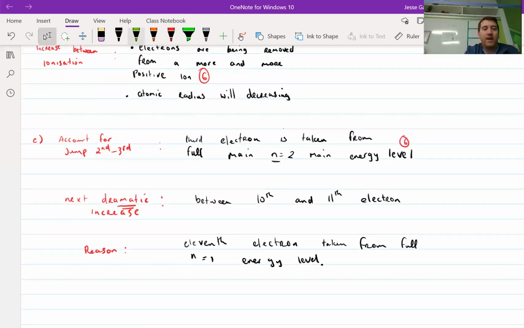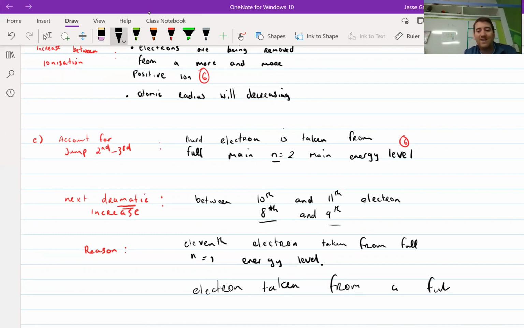So you might have said between the 8th and 9th electron, and they were allowing you marks for that if you then gave as the reason that the electron is taken from a full s sublevel. Now, personally, they did allow that, but I think that the original answer that we talked about up here is much better. And I hope you can see why, because they're dramatic increases. These would see a little jump, but not as much.